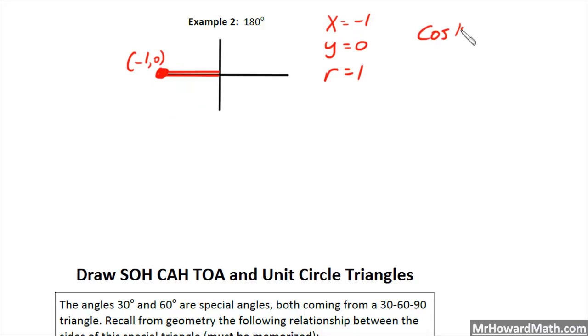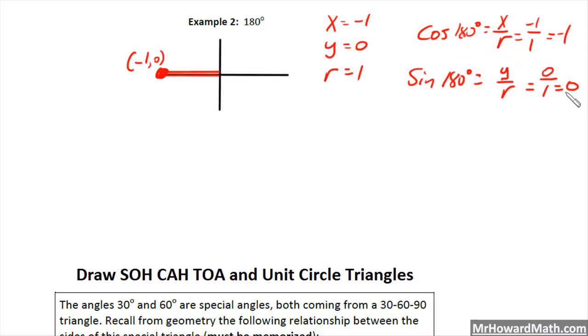So cosine of 180 degrees is equal to x over r. So for us that's negative 1 over 1, which is negative 1. So cosine 180, negative 1. Sine 180 is equal to y over r. So for us, that would be 0 over 1, or 0. And lastly, tangent of 180 degrees is equal to y over x.